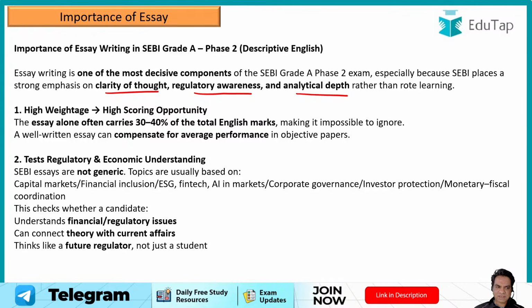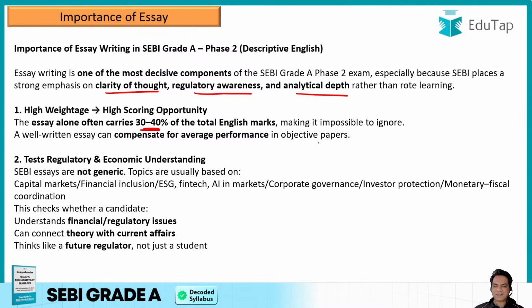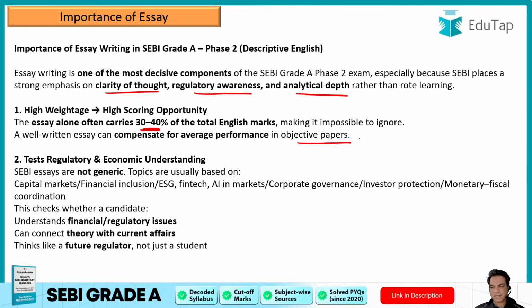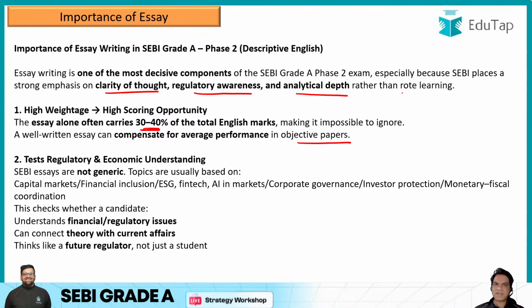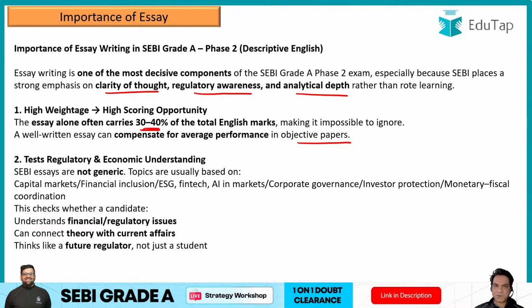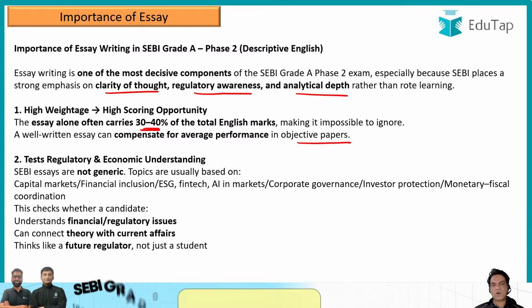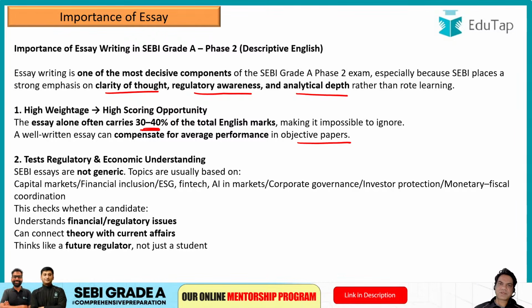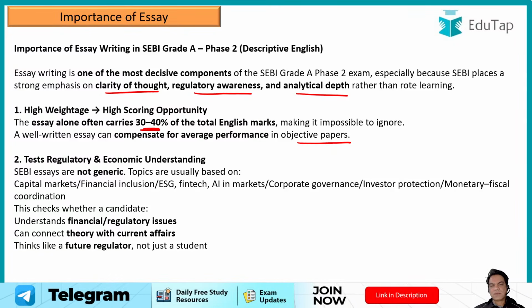It has high weightage, guys. The essay is worth 30% of the total English paper, and that makes it impossible to ignore, no doubt about it. So guys, a well written essay can compensate for average performance in objective papers. Remember this, guys: if you do not perform really well in paper 2, but in paper 1, which is descriptive English, you score high, it compensates for any mistakes or errors that you might have made in your objective paper.